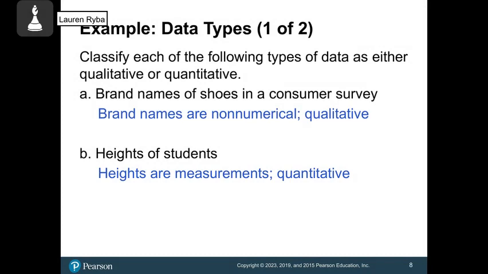These next little examples are just going to ask, is it qualitative or quantitative? Brand names of shoes in a consumer survey. Well, you're going to answer with, I have Nike shoes or Reebok shoes or Adidas shoes. Those are going to be words, non-numeric, which are qualitative. Heights of students. Well, heights are something that you have to measure. So anytime you measure something, you are quantitative.